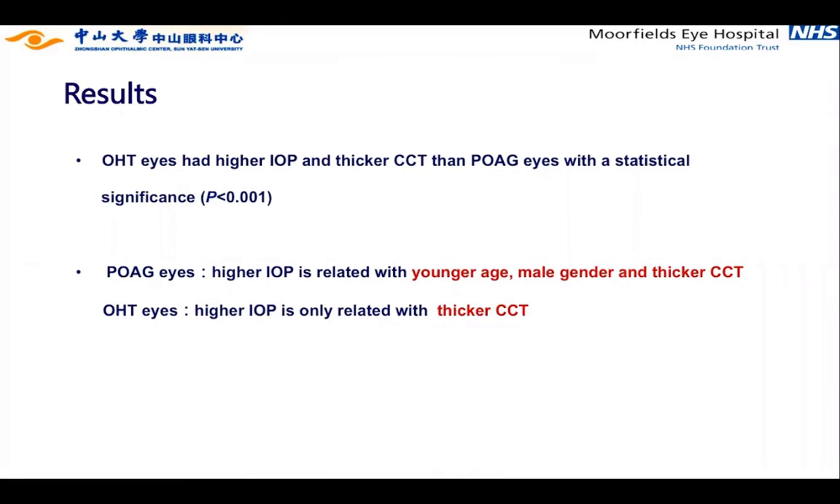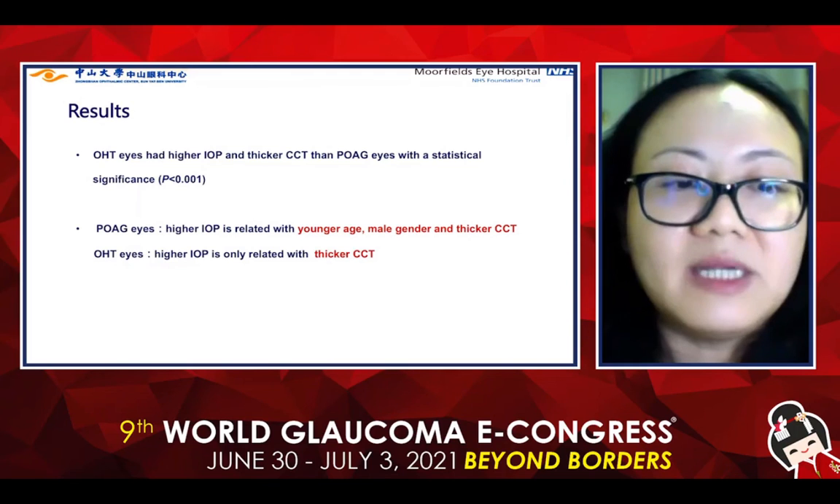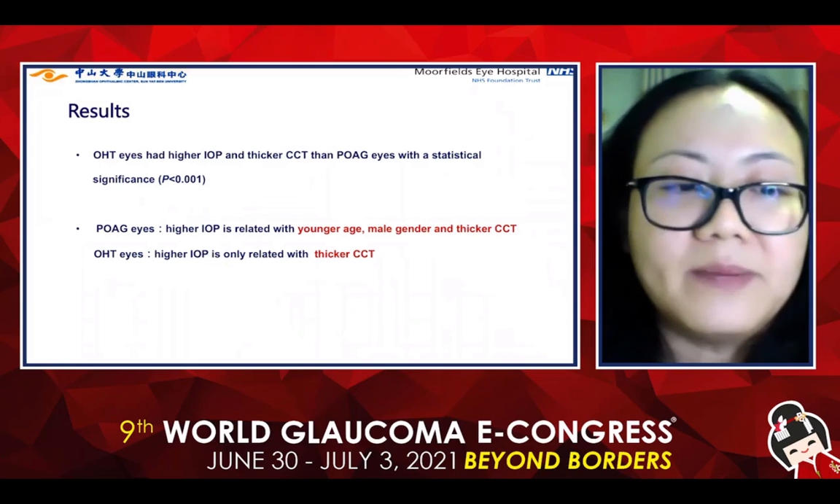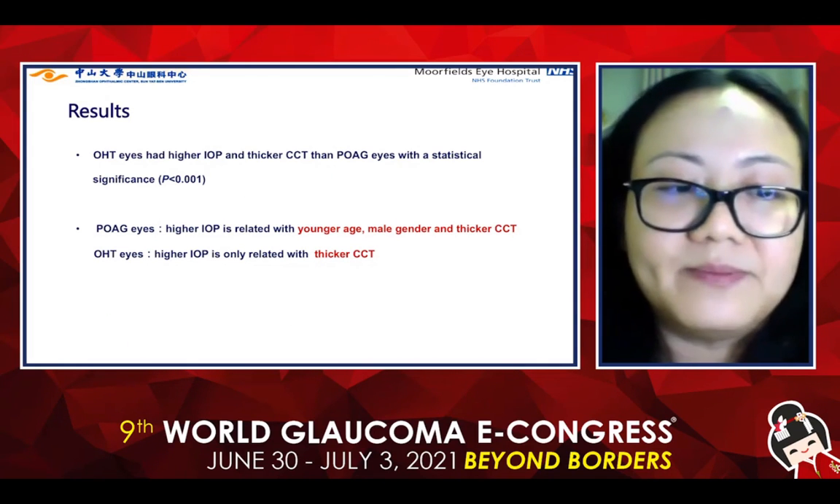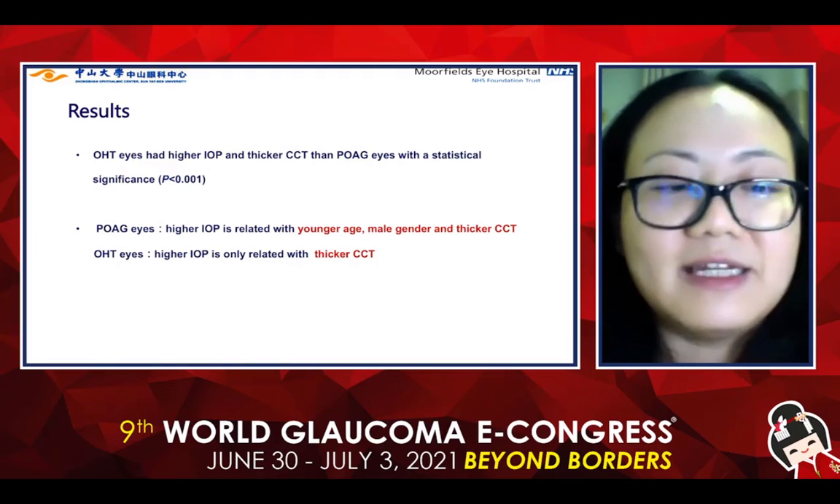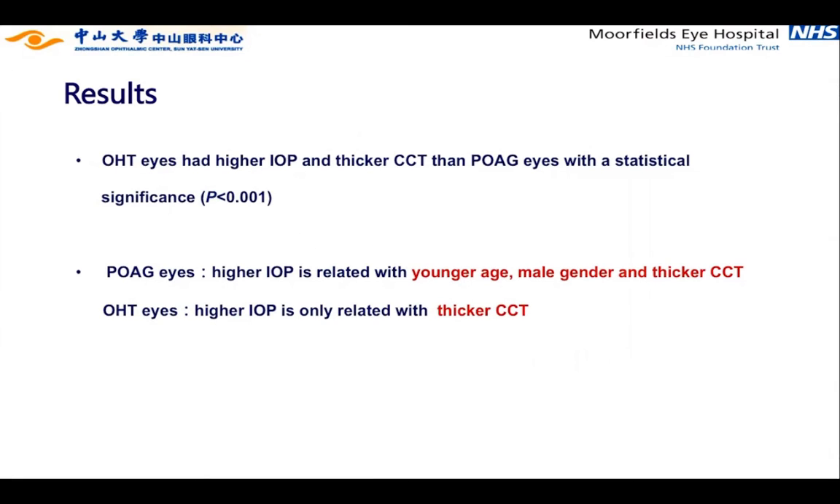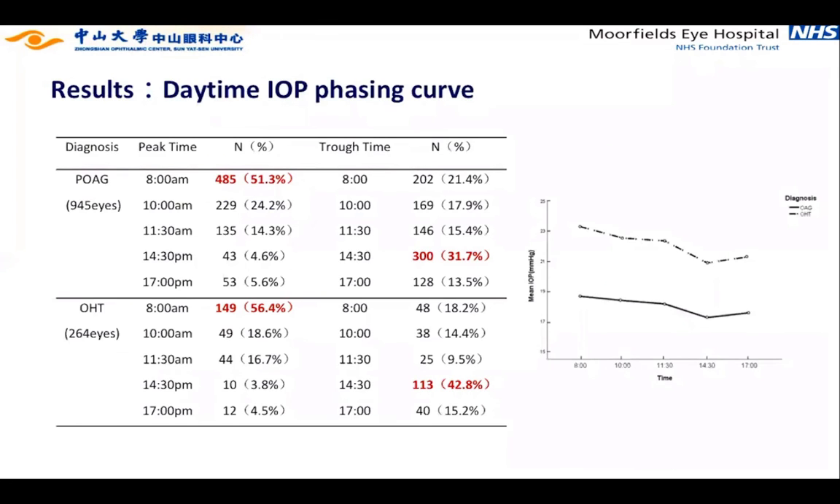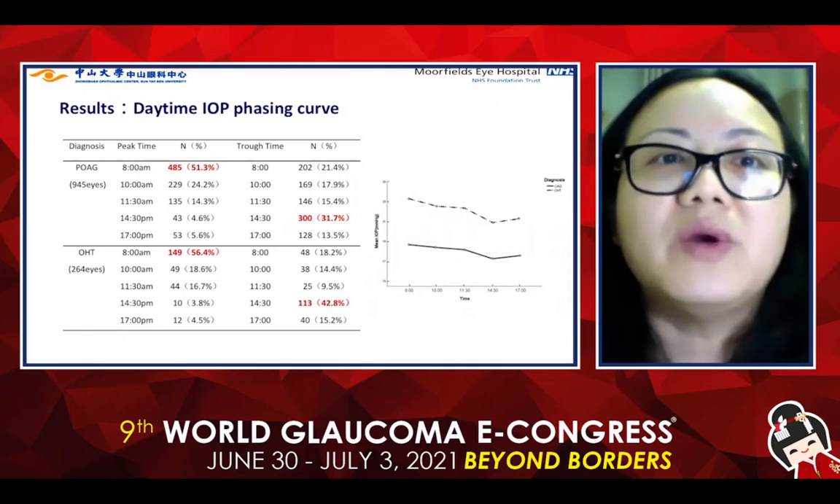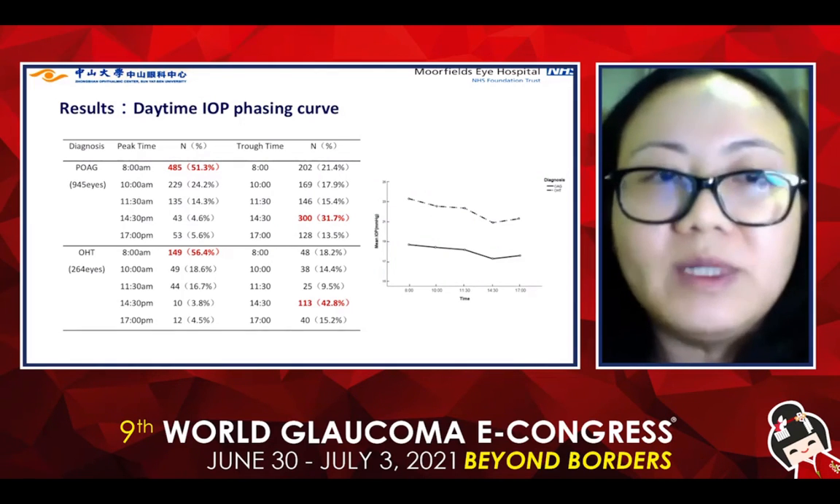As for the IOP fluctuation, of the 1,376 eyes identified, 948 POAG eyes and 264 OHT eyes accepted daytime phasing IOP measurements, while 24-hour phasing IOP was obtained from 70 eyes. Here is the daytime fluctuation of IOP shown in the chart. The majority of eyes had their peak IOP recorded at 8 o'clock, and the lowest IOP values mostly occur at 14:30 in both diagnostic groups. As for the curve, the higher IOP occurs at 8 o'clock and gradually declines during the day to reach its lowest value at 14:30.